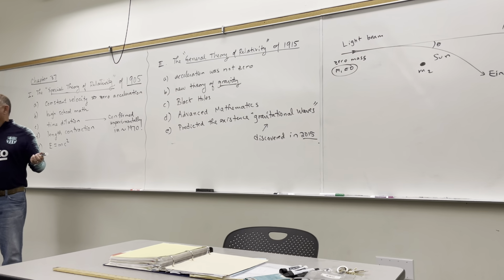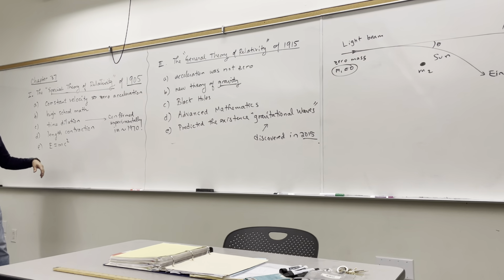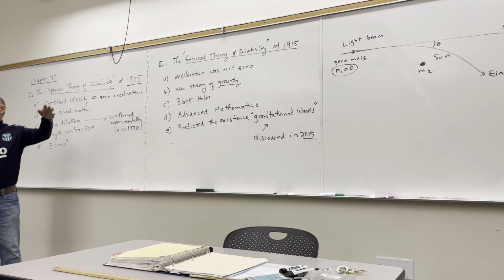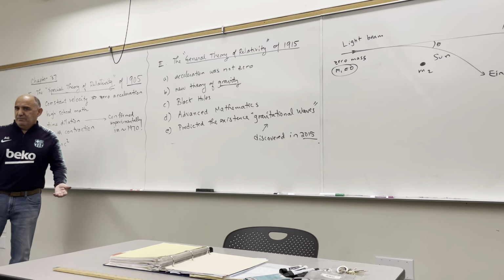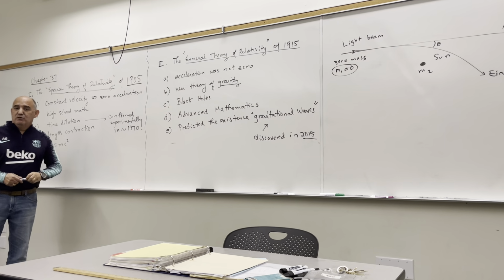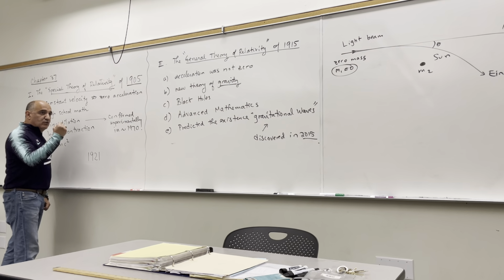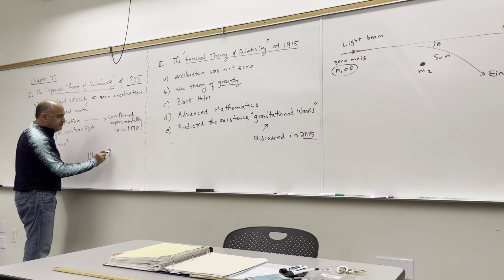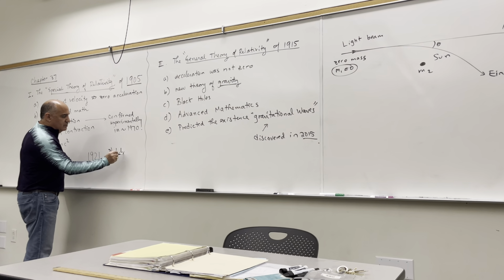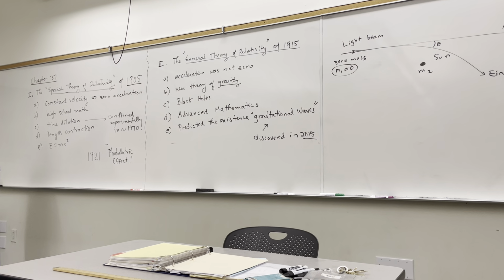The point is that Einstein died in 1955, and a lot of the predictions that his theories made were confirmed experimentally after he passed away, and they don't give Nobel Prizes to people who have passed. So he was never awarded a Nobel Prize in physics for his theory of relativity, even though this is what he's most famous for. He was awarded the Nobel Prize in physics in 1921 for another effect that we'll talk about later on in a later chapter. It's called the photoelectric effect.